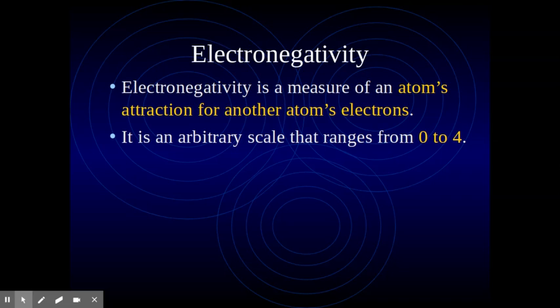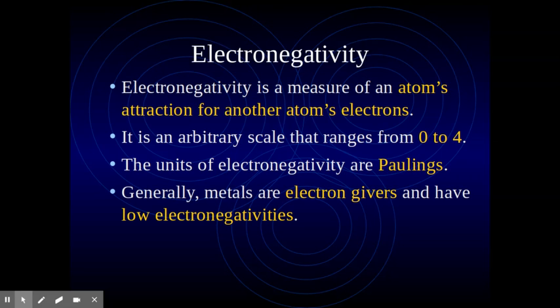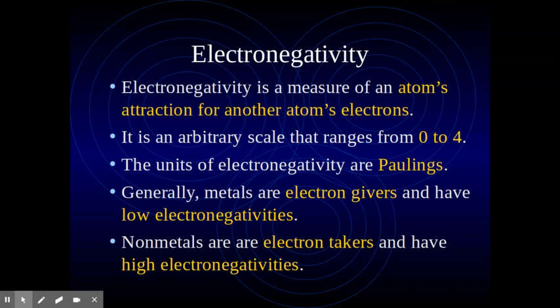So we use a scale from 0 to 4 to judge electronegativity on the periodic table. These are Paulings, if you're looking for the units. And generally, metals are electron givers. So they're not going to be good at stealing, right? They're going to have low electronegativities. On the other hand, nonmetals tend to be electron takers. They want other people's electrons. So they're going to have high electronegativities.